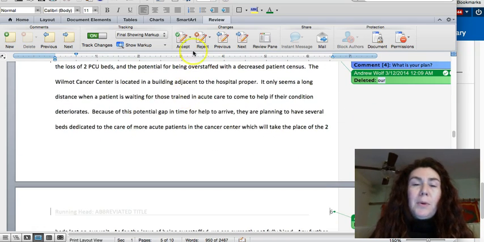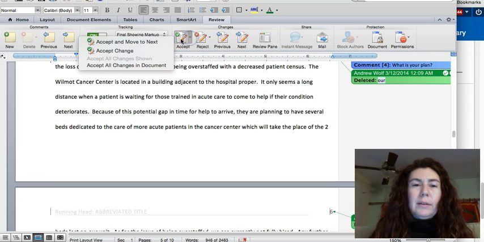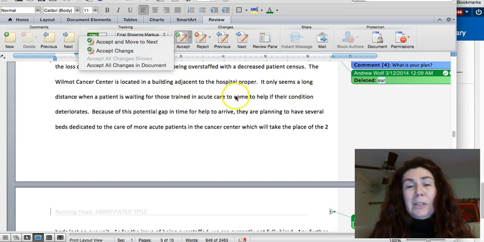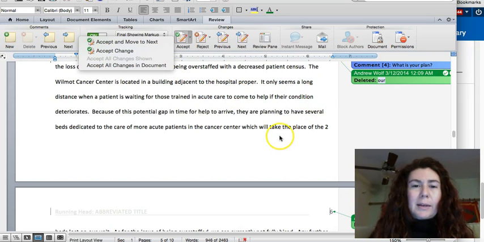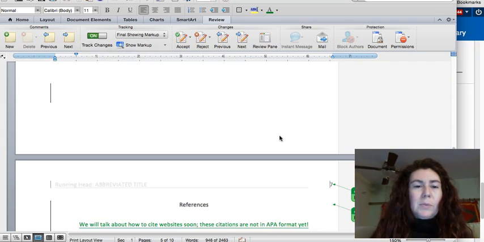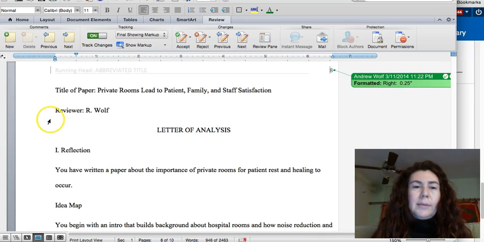Another important thing to know is how to accept or reject the changes. You can go change by change and accept individual changes, or you can just accept all the changes in the document. Okay, so let's zoom down to the very bottom.